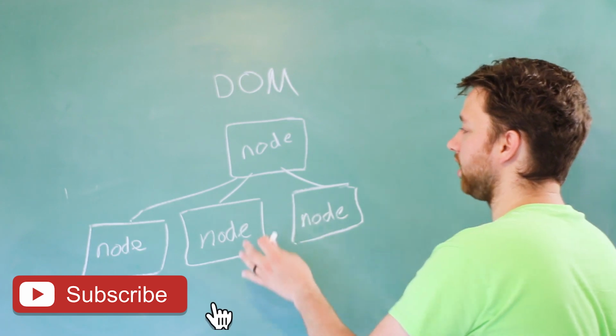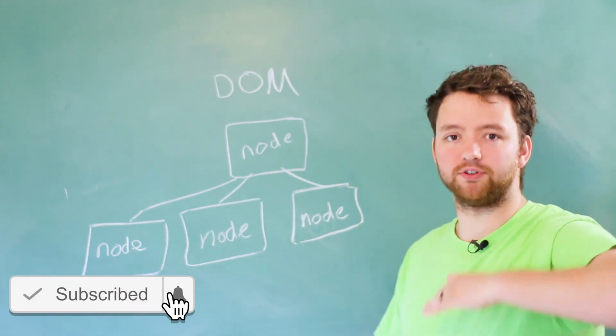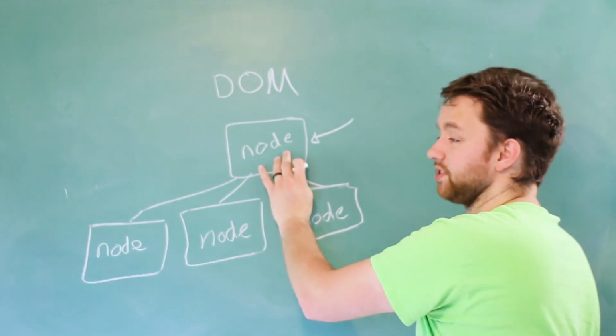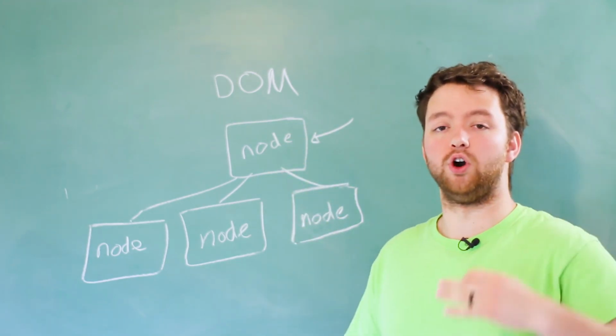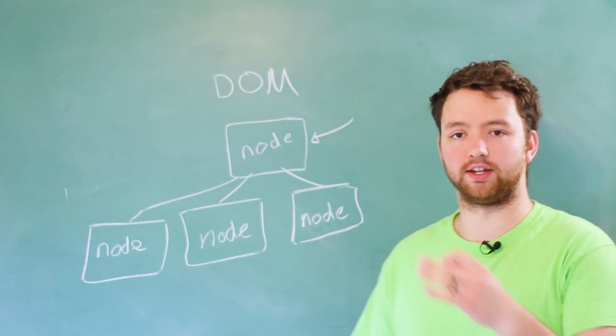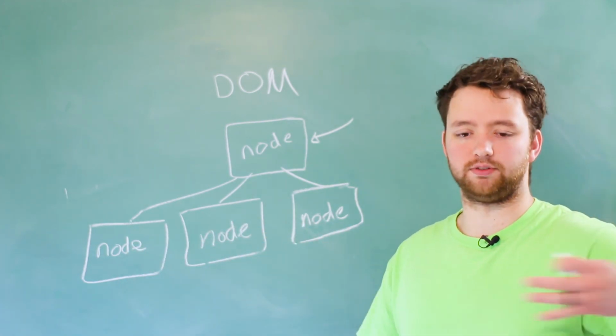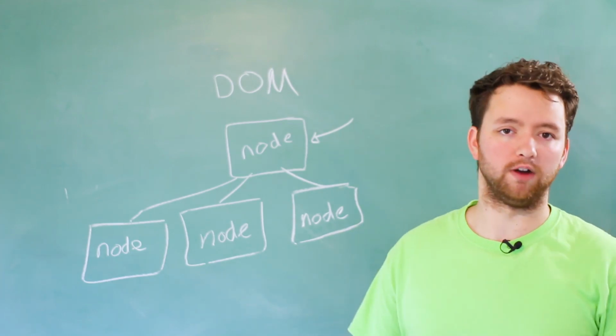Basically, we can relatively reference nodes using a parent. So for example, if we have reference to this node, we can say node.childNodes, I think it is, and we can get access to these three. So it's this relative way of basically traversing through the structure of your web page.